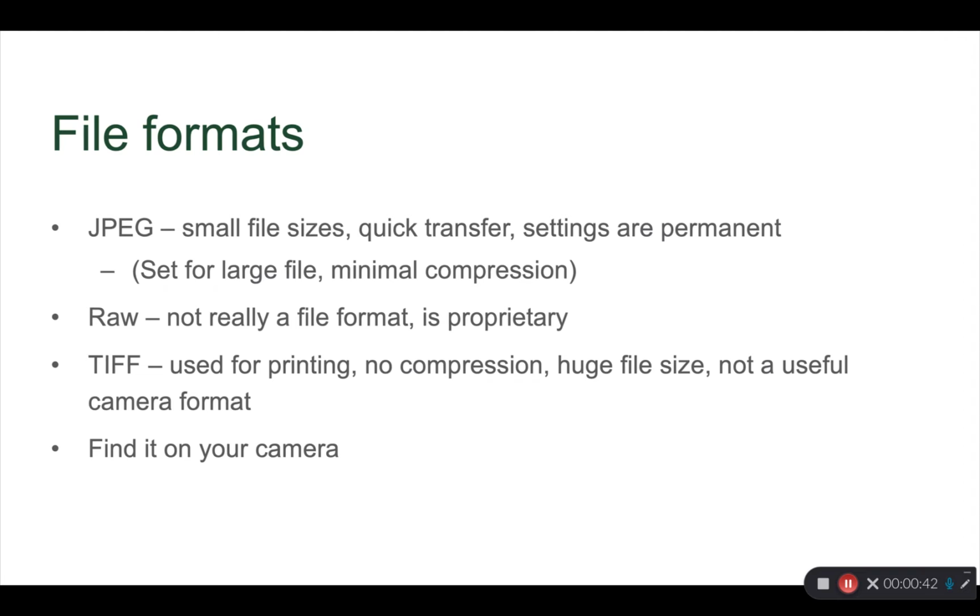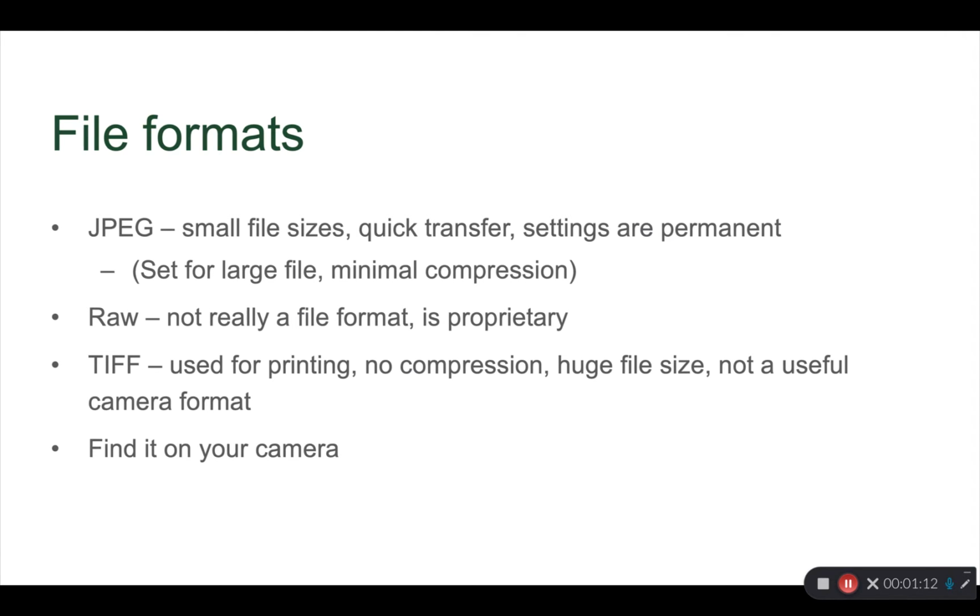The downside to a JPEG is the settings are permanent within the file. Things like white balance and noise reduction that are interpreting what the sensor is seeing are written into the file, and you can't change them later. You can mess with it, but you can't change it. If you shoot JPEG, you do want to set a large file with minimal compression so that you get the best file quality possible.